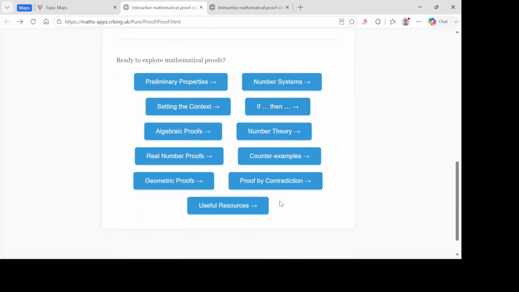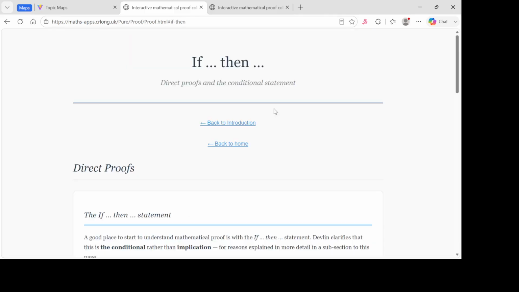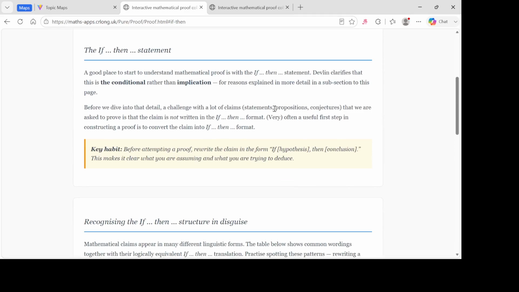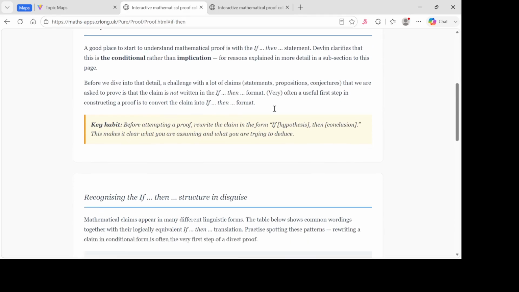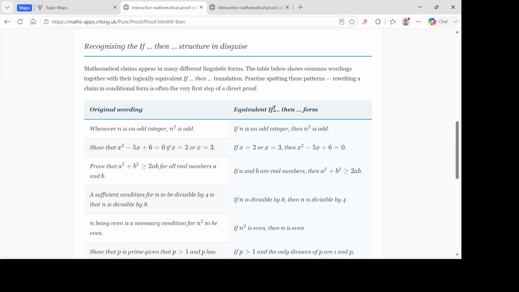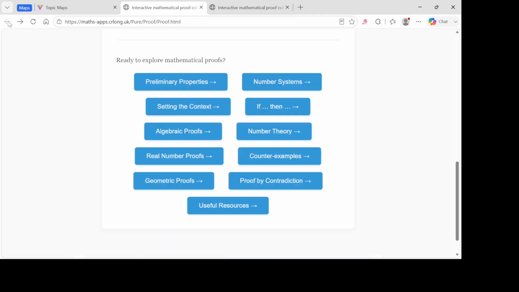Then the rest of the app goes into how do we interpret the statement or claim or proposition that we're given so that we know how to tackle it, what we're assuming is true and what we're trying to prove. And here are a list of statements that are converted into if-then form, which is usually a simpler, clearer way to start your proof.